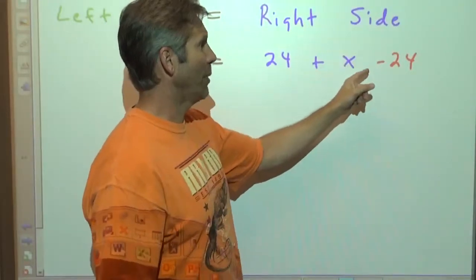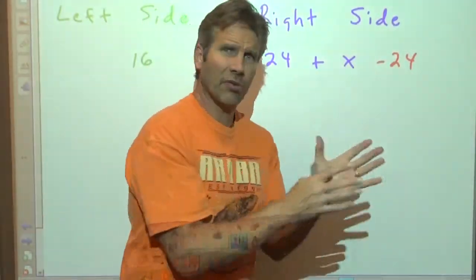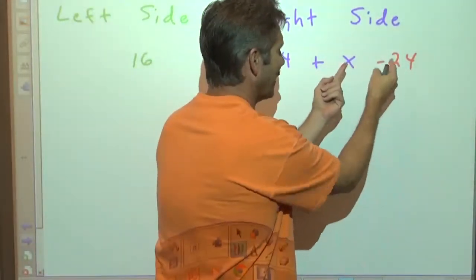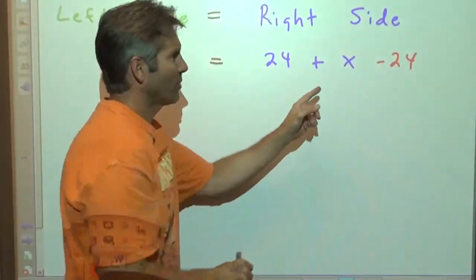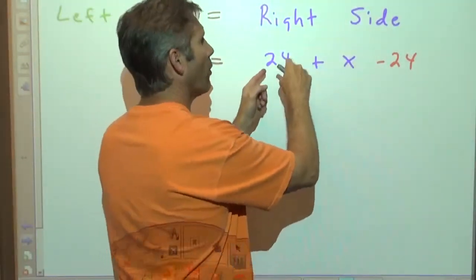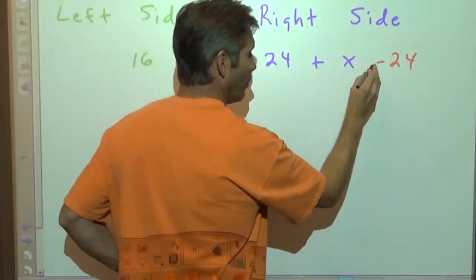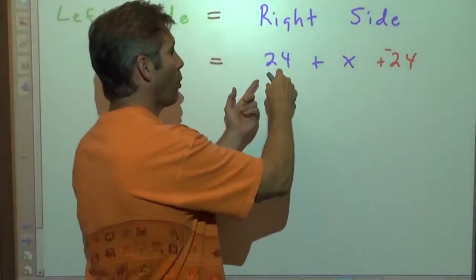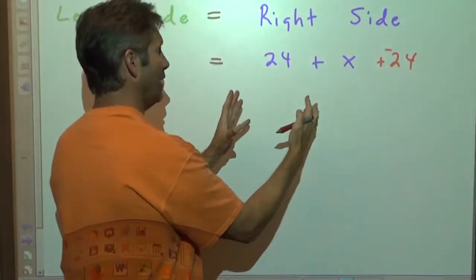24 plus x minus 24. With addition and subtraction, you can only combine like terms. I can't combine the x and that 24. They're not like terms. That's a variable term, that's a constant. But I can do 24 minus 24, or if you wish, change to the opposite operation by taking the opposite number. 24 plus a negative 24 is 0.